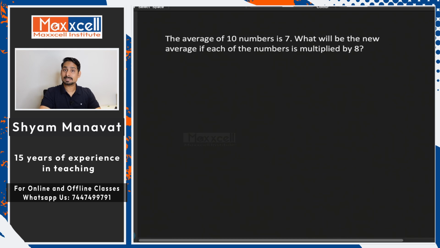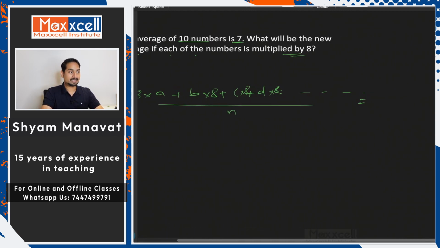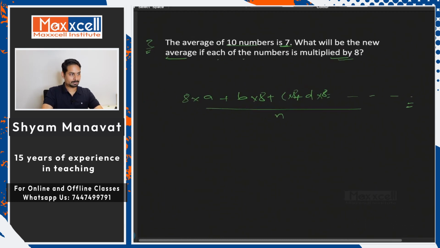Let's see question number 3. Question number 3 says the average of 10 numbers is 7. What will be the new average if each of the numbers is multiplied by 8? So keep in mind, let's say A, B, C, D, and so on. If you are multiplying each number by 8, the number of values will remain the same, right? In that case, you can take 8 common from here, right?